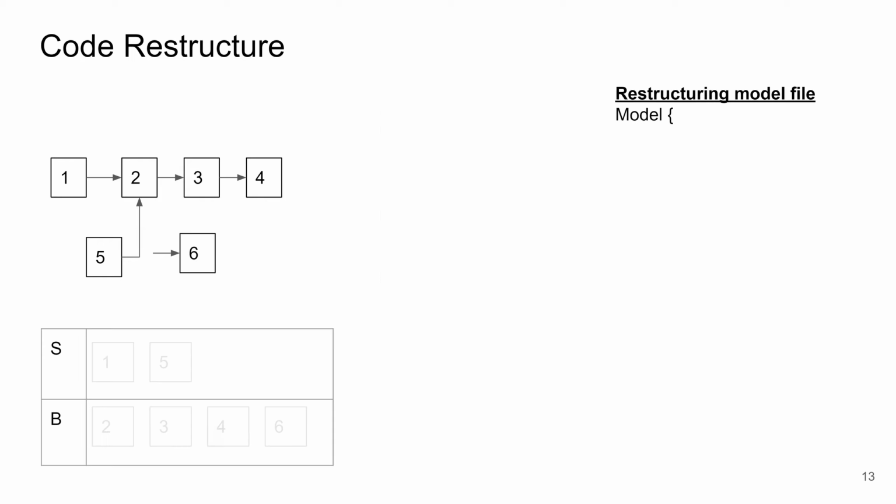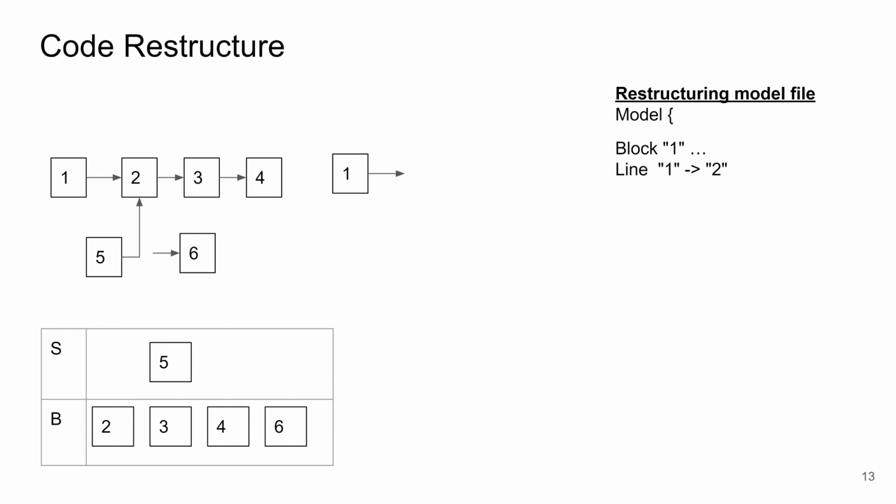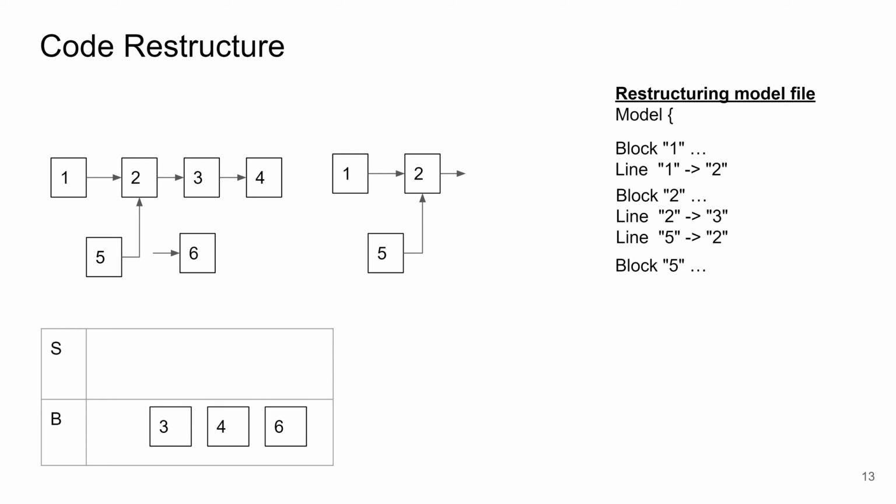Our restructuring algorithm first creates two sets of blocks. S contains blocks with in-degree equal to 0, and B contains all remaining blocks. We traverse the given blocks from the S set in a breadth-first manner. Whenever we visit a node, we add the node along with its connections to the model file until we cover every other node.